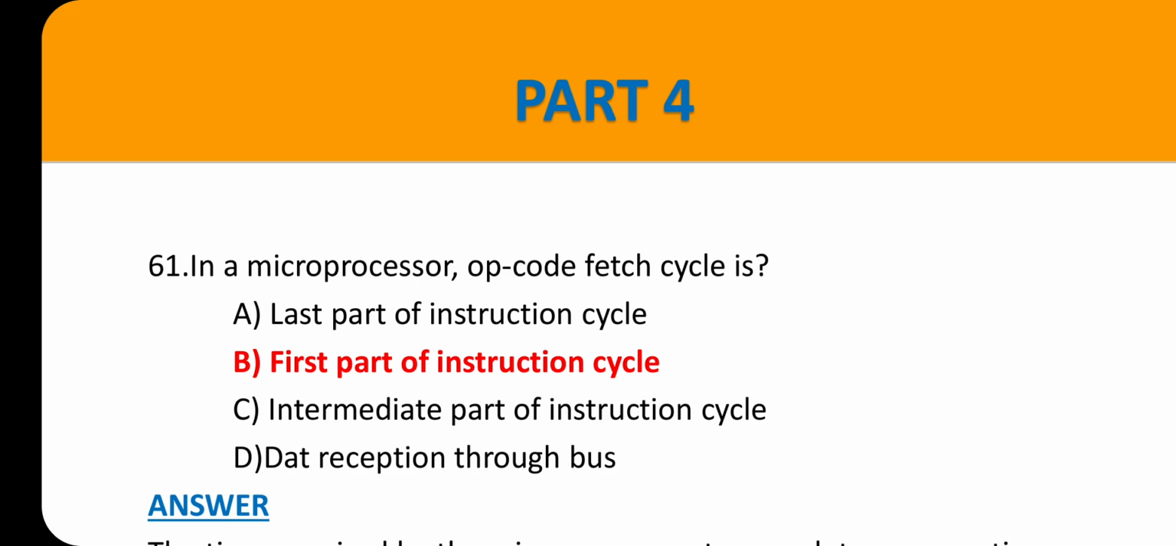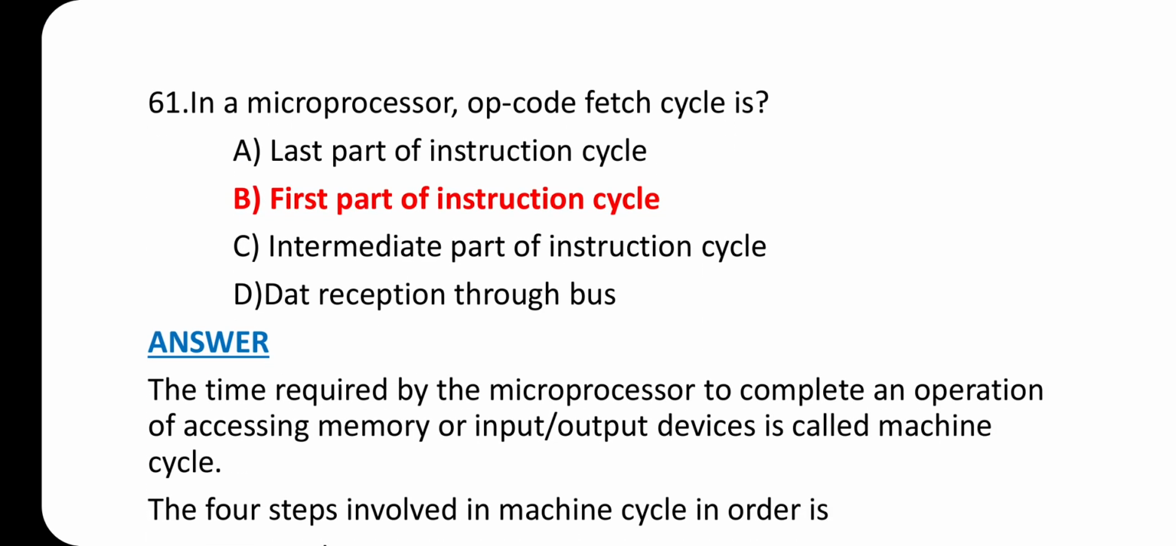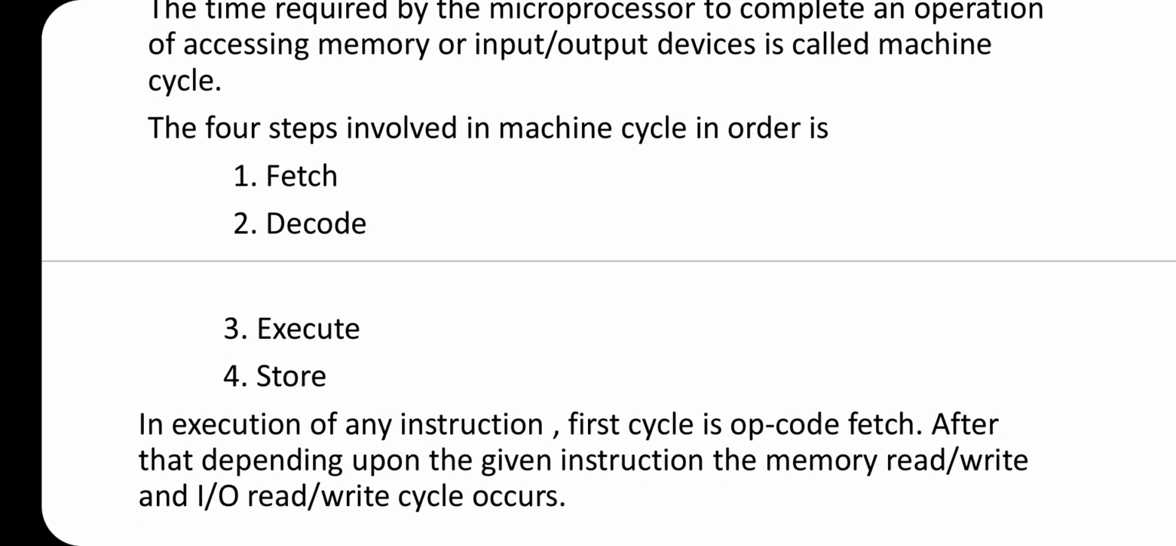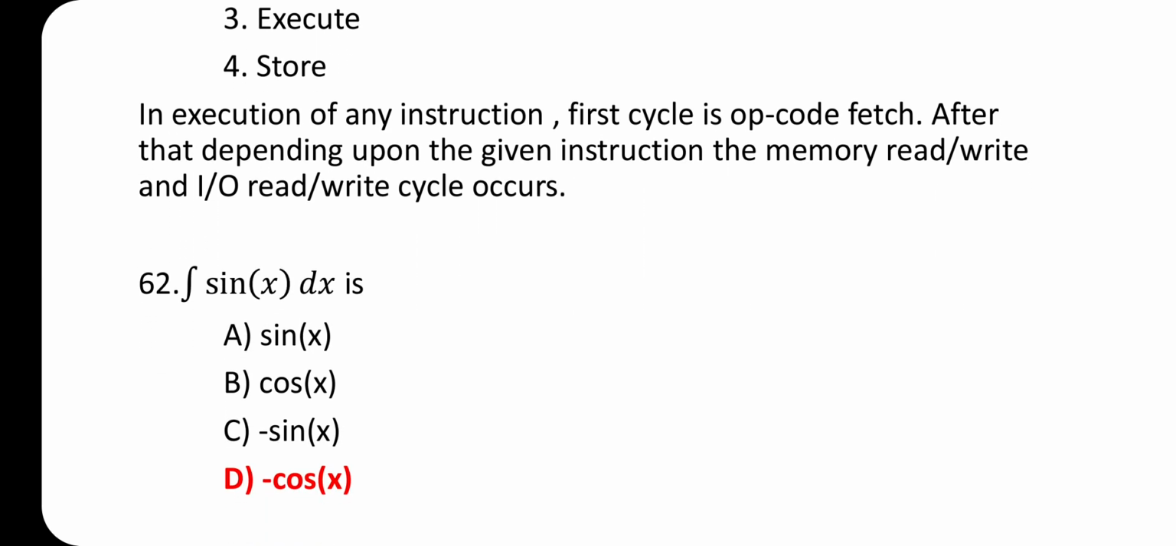Question number 61. In a microprocessor, opcode fetch cycle: answer is option B, first part of instruction cycle. The time required by the microprocessor to complete an operation of accessing memory or input-output device is called machine cycle. The 4 steps involved in machine cycle in order are: first the fetch, second the decode, third the execute, and fourth the store. In execution of any instruction, the first cycle is opcode fetch. After that, depending upon the given instruction, the memory read or write and IO read or write cycle occurs.